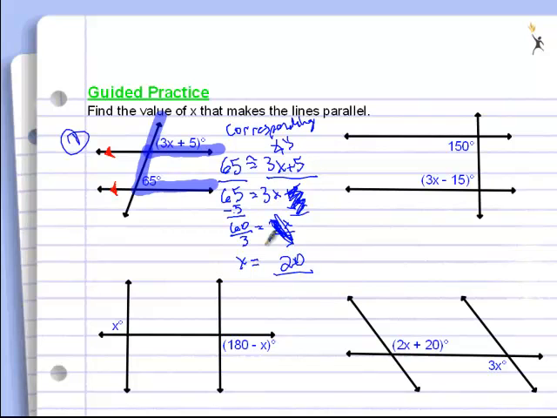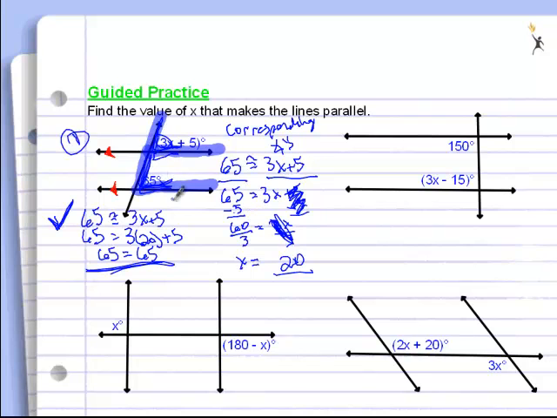Now, although I did solve for x, I need to plug it back in. Does 65 equal 3x plus 5? 65 should equal 3 times whatever x equals, plus 5. And I found out that 65 equals 65. Now, you know this as checking your work. But what you did by proving that this angle is 65 degrees when x equals 20, and this angle is 65 degrees, you proved that they were congruent. And by proving corresponding angles congruent, you proved that the lines were parallel.